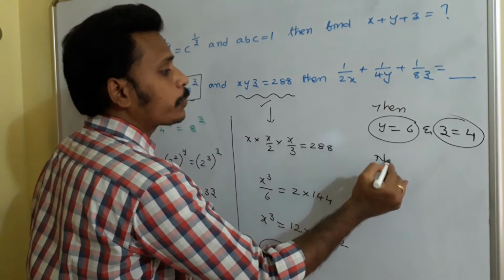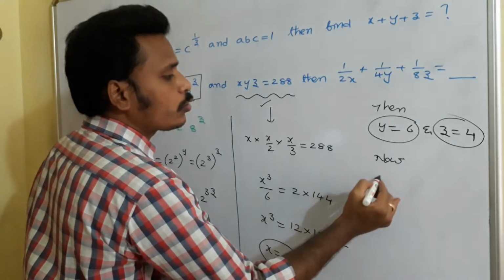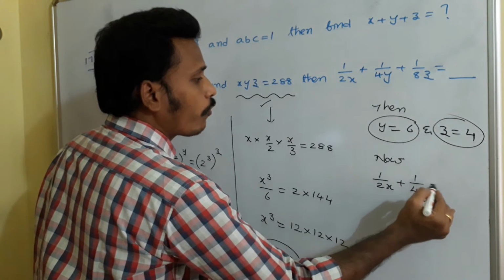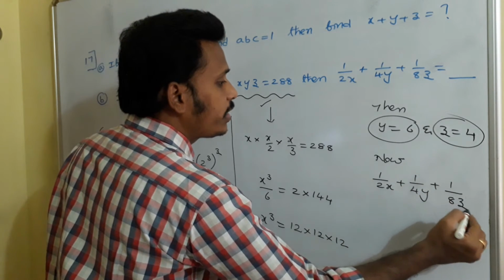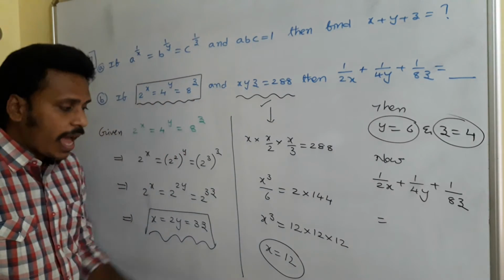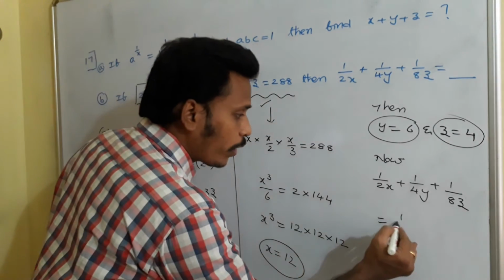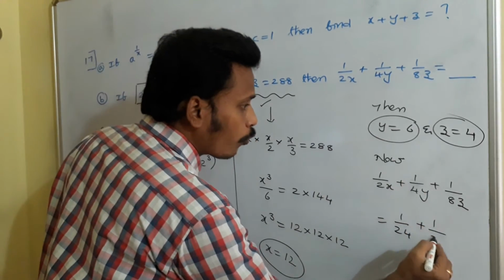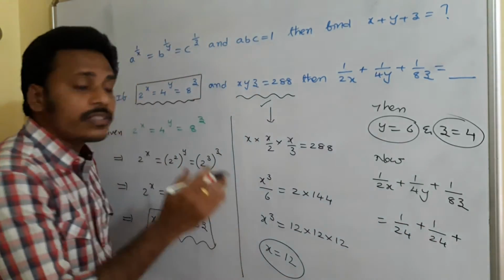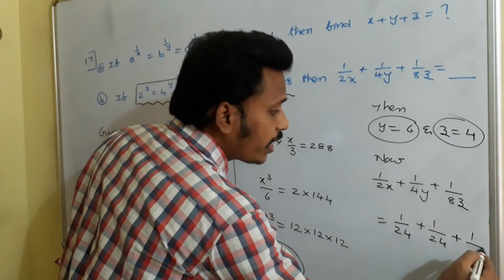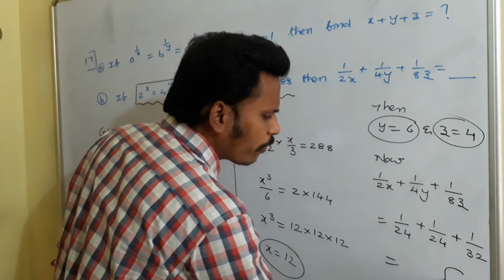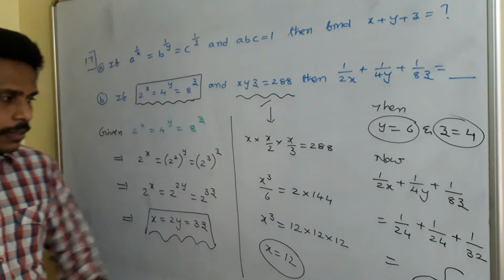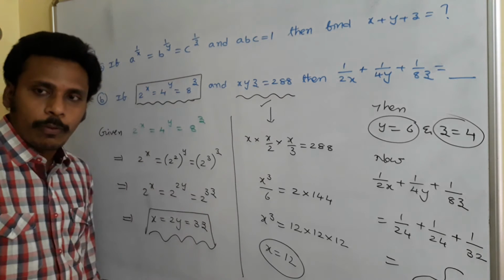Now, as per the question, we need to calculate this value: 1 by 2x plus 1 by 4y plus 1 by 8z. I have x as 12, so 1 by 2x is 1 by 24. I have y as 6, so 1 by 4y is 1 by 24. I have z as 4, so 1 by 8z is 1 by 32. You just simplify it. I think you all know the way of simplifying this. That's the problem. Very simple, but it is a descriptive type of problem.